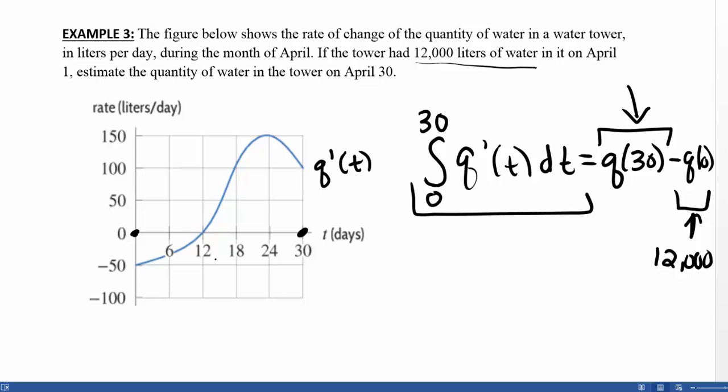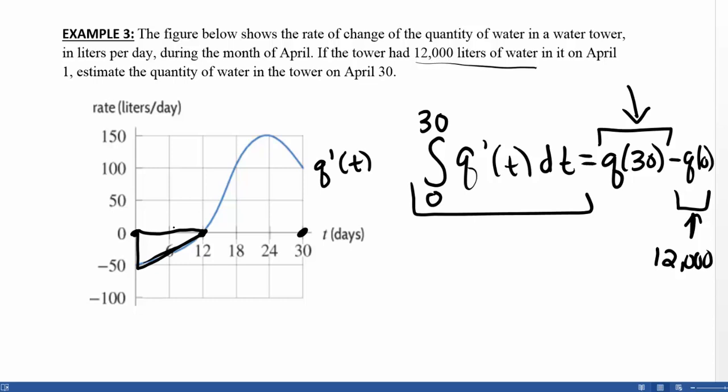So let's start with the area that's below. Notice that from day 0 to day 12, we have area below the x-axis. So that looks like we're losing water. If I'm estimating this area, this looks pretty close to a triangle here. So I'm going to use triangles to estimate the area under the curve because it's pretty close.